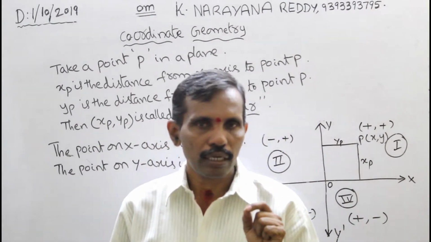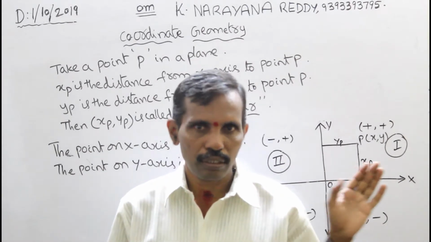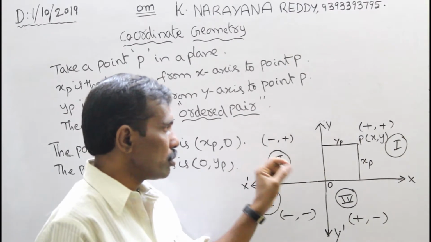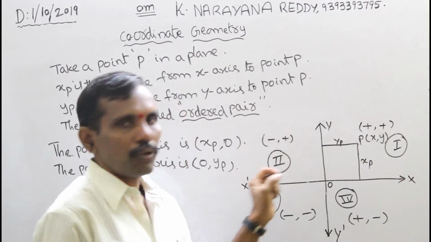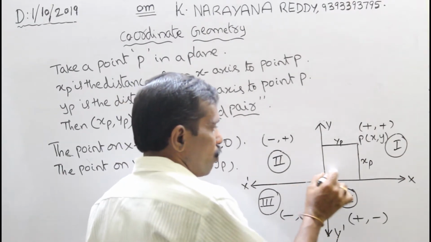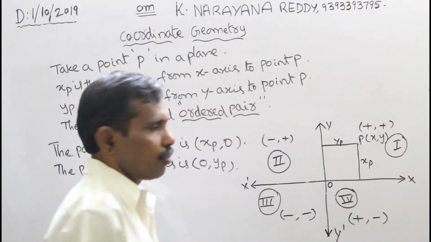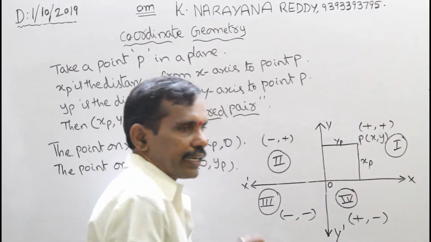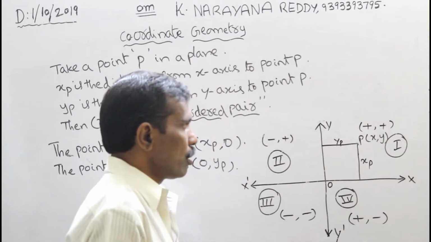Sometimes there is a possibility of confusion in these symbols, the signs. So be careful about these signs. Okay? Now again we want to tell one thing about this. There is a point P in a plane. We can take a point P in a plane. That is xy.